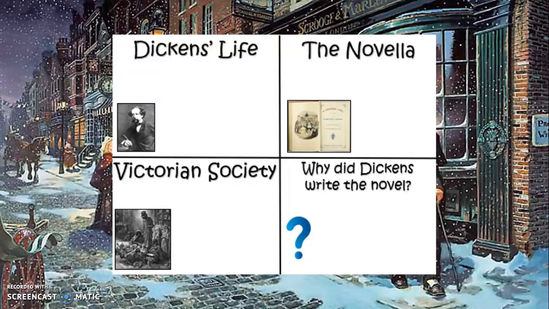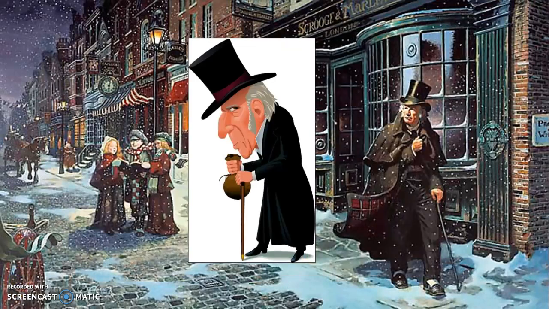And just to quickly finish off this PowerPoint, we've got to also focus on the different themes that are present in A Christmas Carol. So we've got the idea of Christmas, obviously the time period, the joy of Christmas, the importance of family, we've got compassion, redemption, and forgiveness.